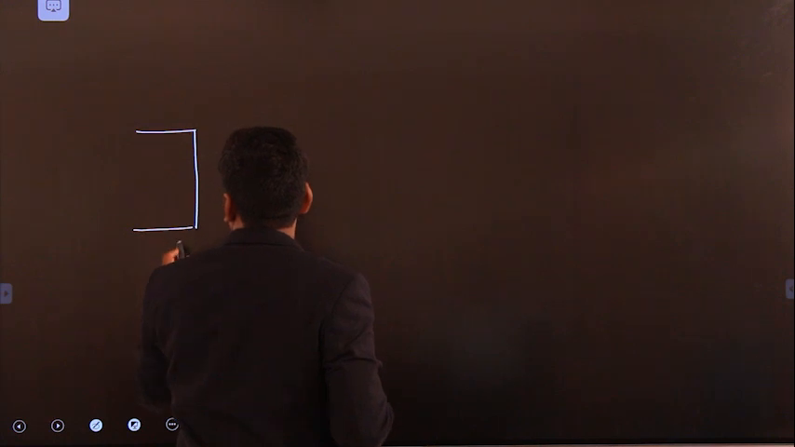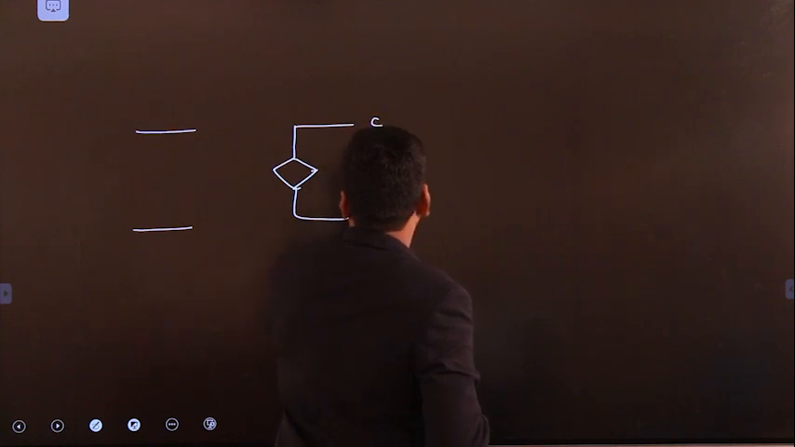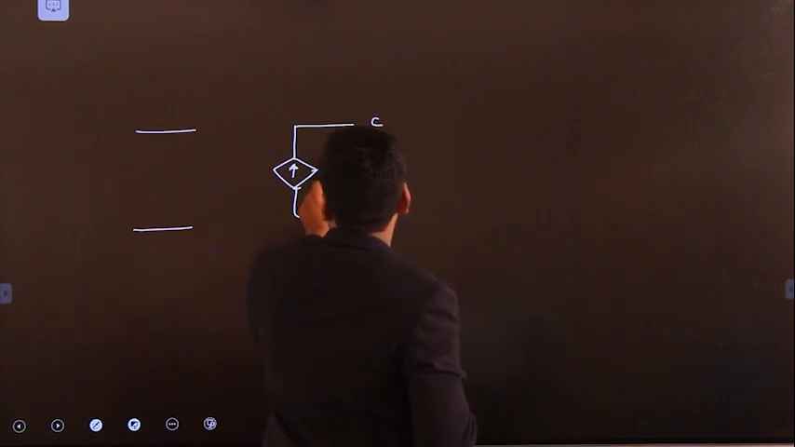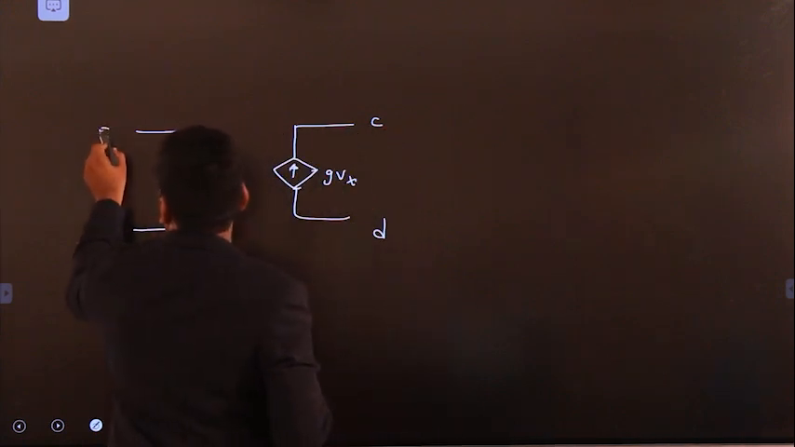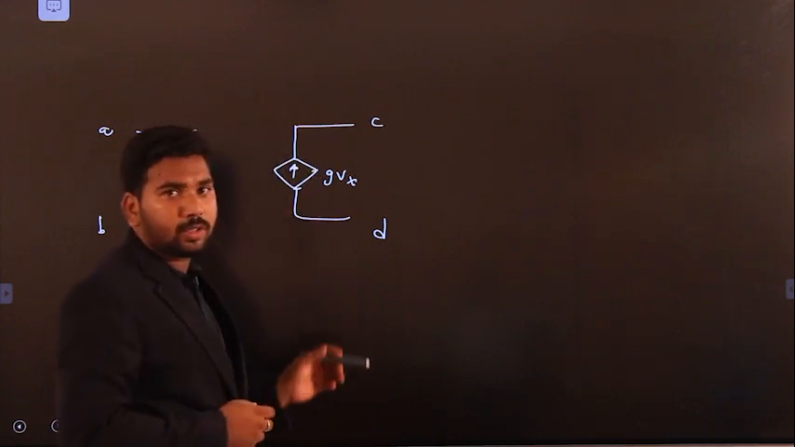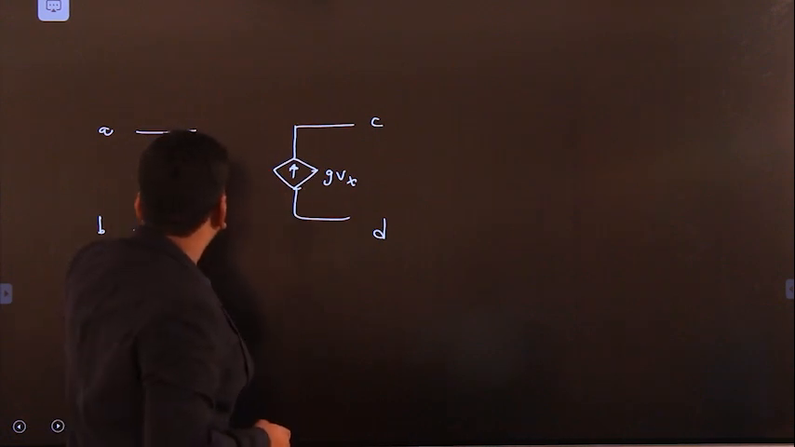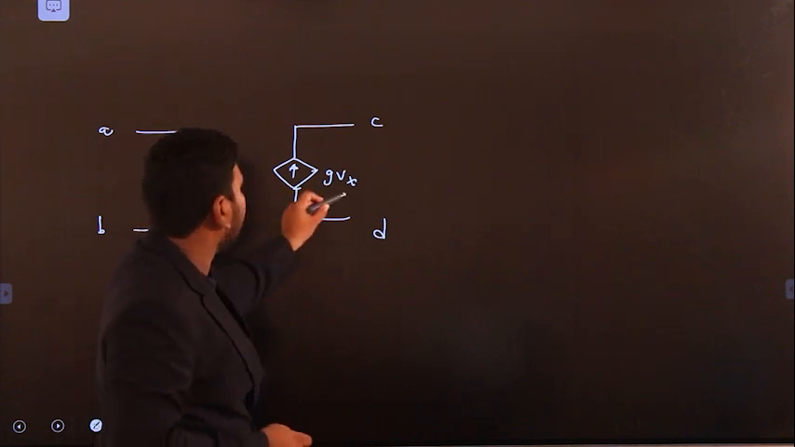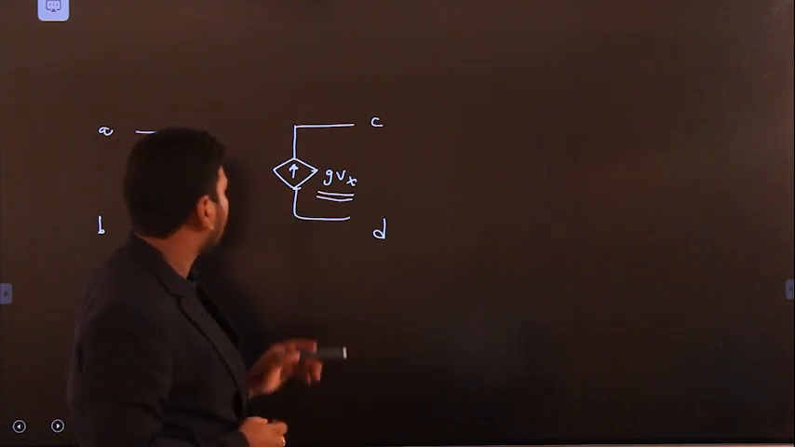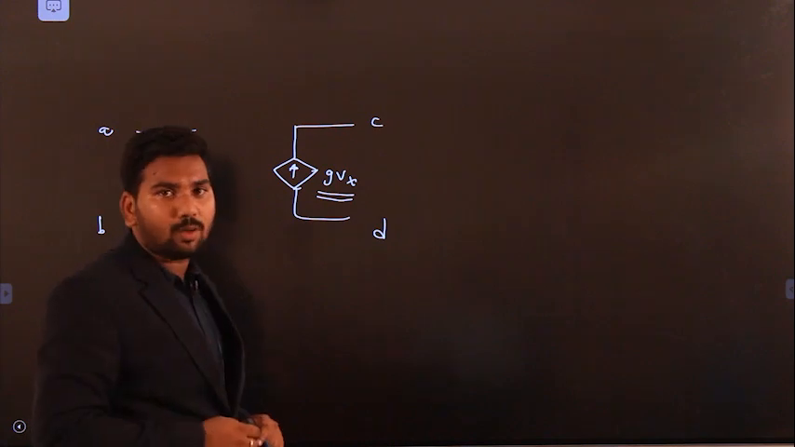Now previously we have seen the symbol, so this is the exact symbol of voltage controlled current source. Now between points A and B we have voltage Vx. This voltage will control this source. So when I change this Vx value, the source entire value will change. So this is about voltage controlled current source.